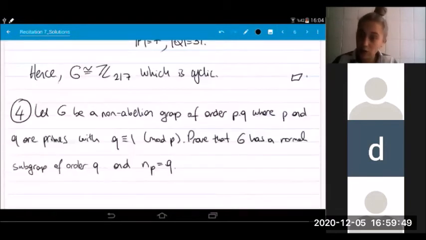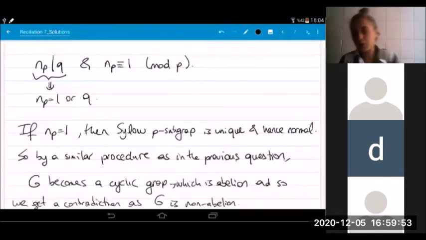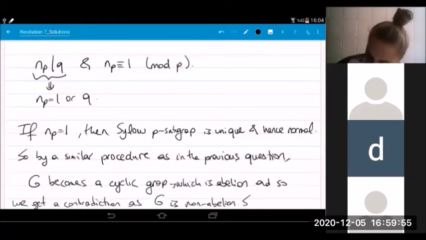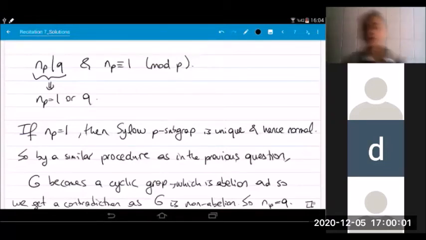Let G be a non-abelian group of order P times Q. So what is the possibility for N_P? This means that N_P is equal to Q. So we are done. We have solved the second part of the question. Any questions? Can you take the idea from the previous question to this one to get the contradiction in the case N_P is equal to 1? Is it all clear?